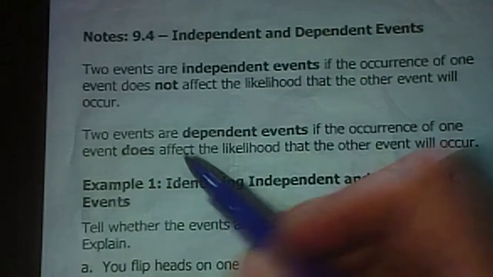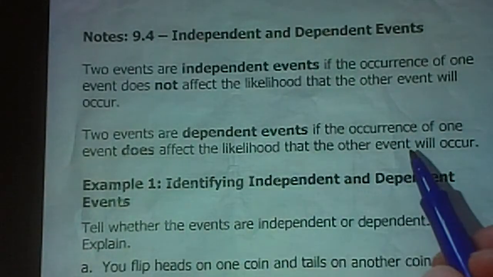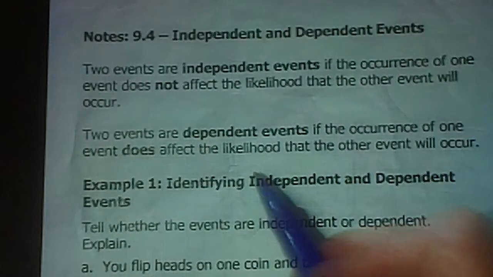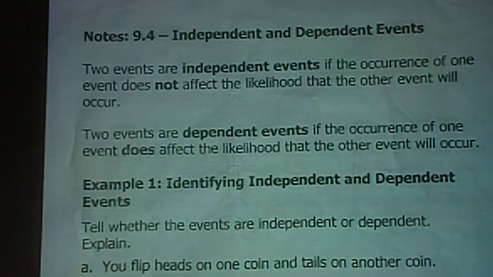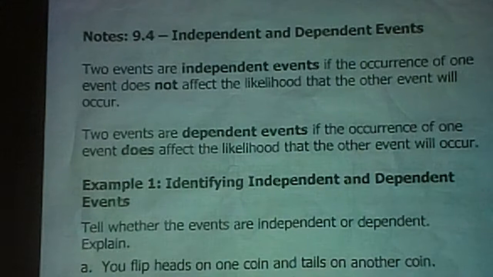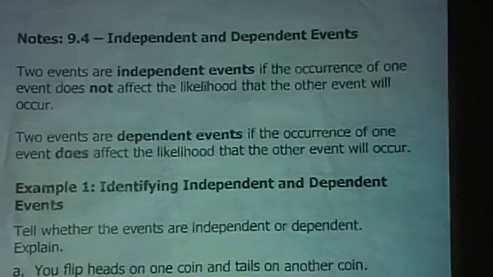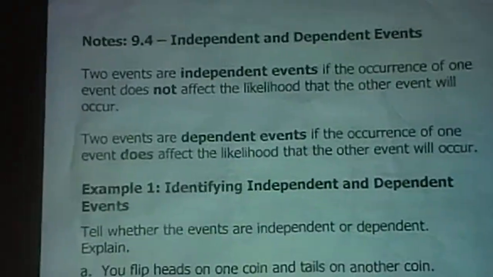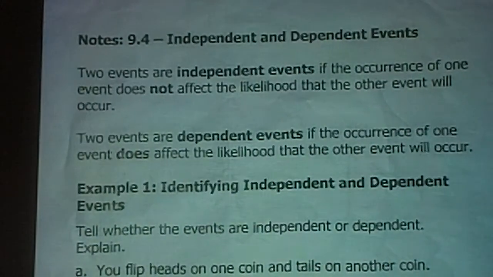All right. 2 events are dependent if the occurrence of one does affect the likelihood that the other event will occur. So if you study all evening for your math test, the likelihood of you doing well on your math test, that's linked directly to that. All right. The likelihood of you understanding what we're doing in class tomorrow depends on whether or not you actually watch this video. Those are dependent as well.